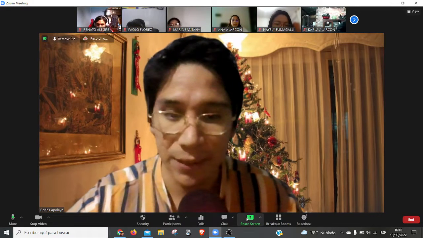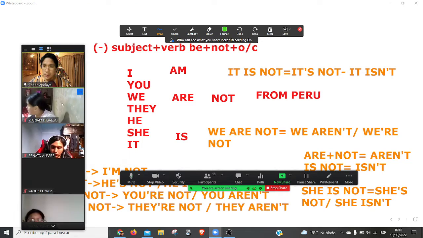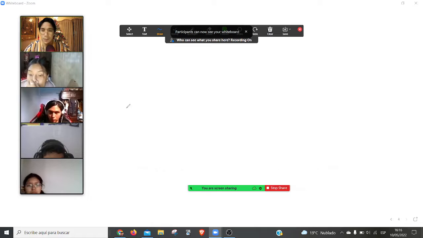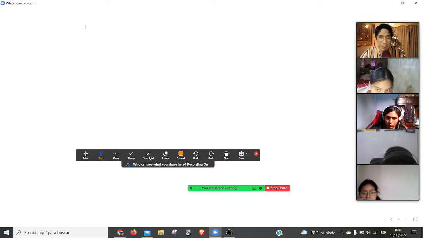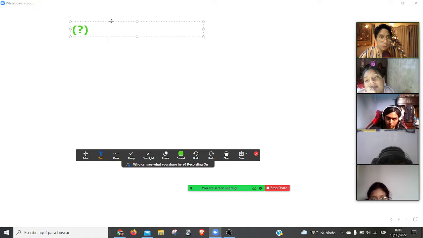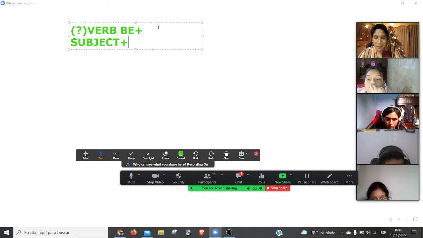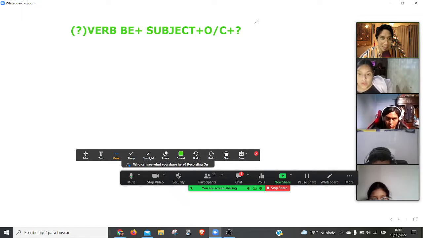Let's continue with the negative form, the interrogative. Ya han desactivado la función de pizarra para que ustedes puedan interactuar, but I don't know why. Okay, but now we have the interrogative. The interrogative form is pretty simple, okay? Because you start with the verb be plus the subject plus the object or the complement plus the question mark. Remember, if you don't write the question mark, your sentence or your question is incorrect.